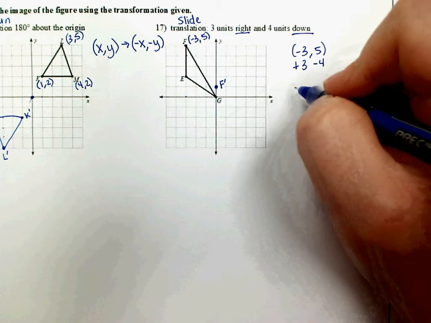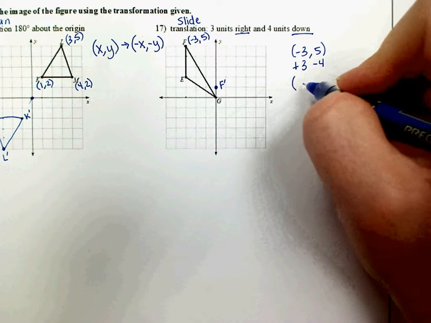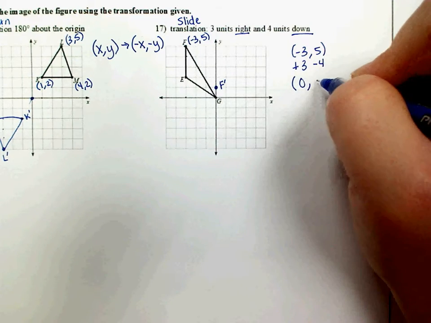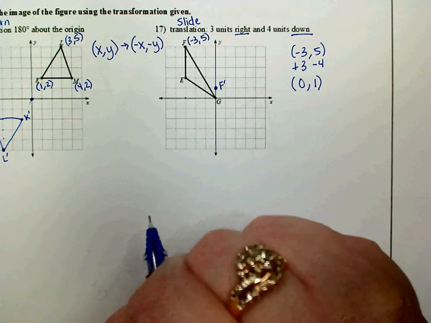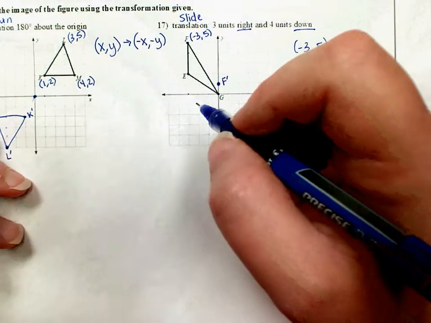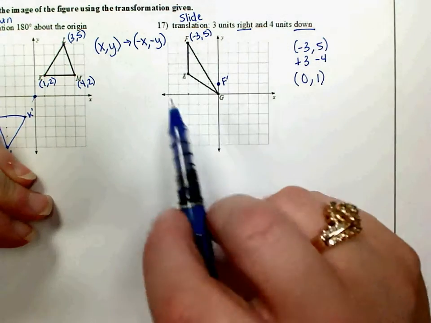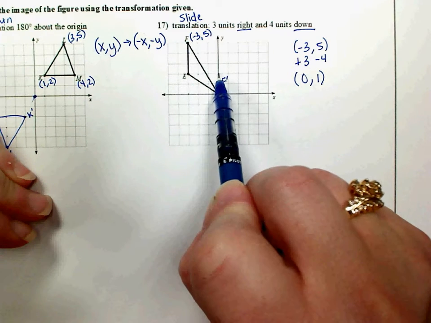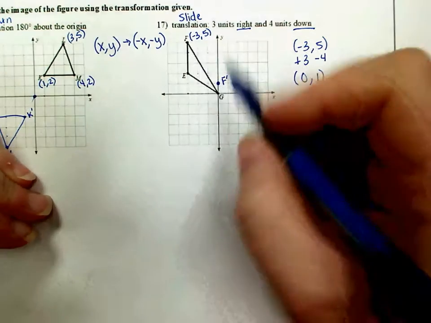So that'll give me the coordinates of my new point. -3 plus 3 is 0, and +5 minus 4 is a +1. And that's where my F prime is already. So it just depends on which way you like to do it, just counting over or use the coordinates. You could do it one way and check with the other would be the best. So with E, I'm going to go 3 units to the right, 1, 2, 3, and 4 units down, 1, 2, 3, 4. So here's my E prime.